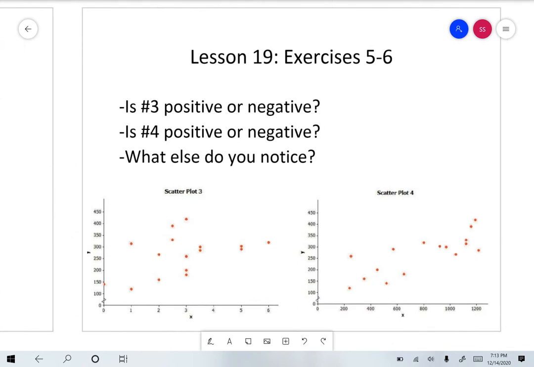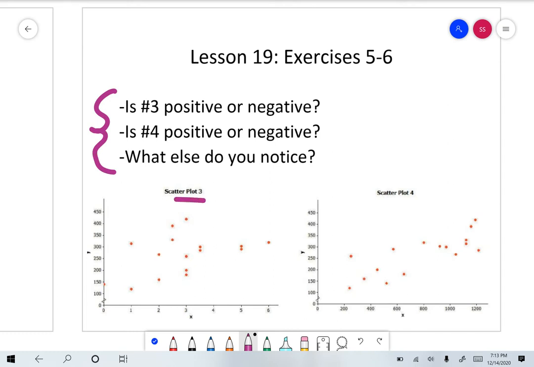Okay. So exercises 5 and 6. We have 2 more scatter plots, scatter plot 3 and 4. Think about this, and you could write these ones down. Is scatter plot number 3 positive or negative? And then number 4, is it positive or negative? And think about what else you notice. So it could be direction, linear versus exponential, strength of relationship. So maybe think about that for a minute. Pause, think about it, and then come back.